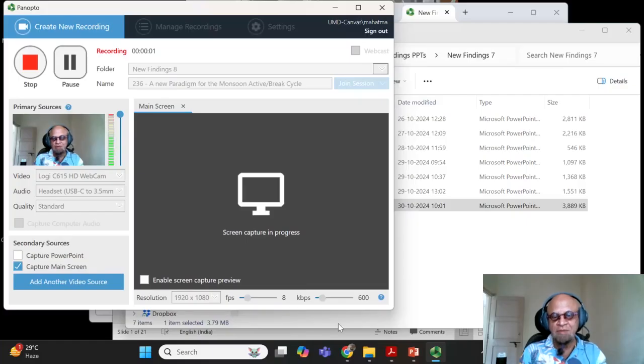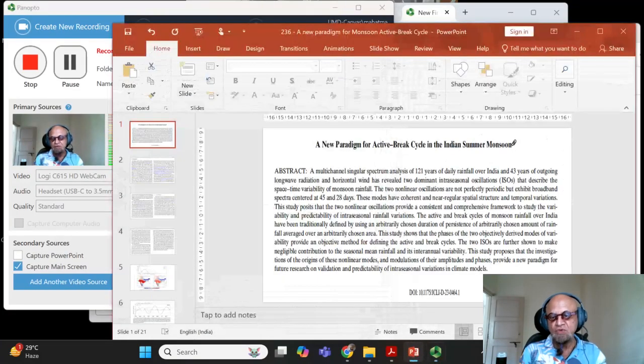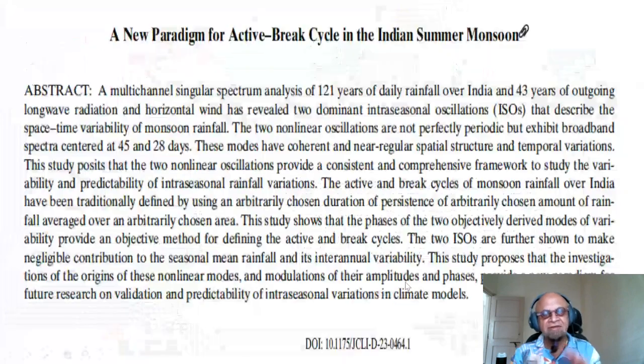We have talked about active break cycles in the monsoon, and it's literally an intrinsic time scale, sometimes more prominent than the diurnal cycle. Many land regions have a diurnal cycle in precipitation, but over the Indian subcontinent for the summer monsoon, this active break period is very prominent, and we don't have a very clear theory for it.